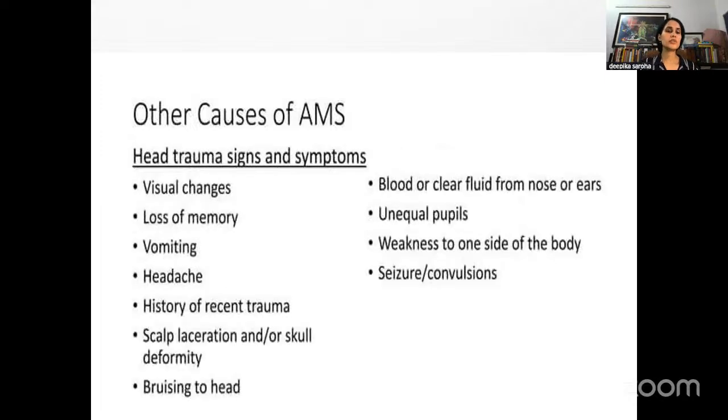Head trauma history will have visual changes, whether there is diplopia, double vision, or blurring of vision, obvious eye damage, loss of memory or forgetfulness, vomiting, headache, any ear discharge, any difference in hearing between the two ears, history of recent trauma, scalp laceration which is obvious, or just bruising on the head, blood or clear fluid from the nose, anisocoria, weakness of one side of the body, any seizure, any convulsions, or just a brief transient confusional state.